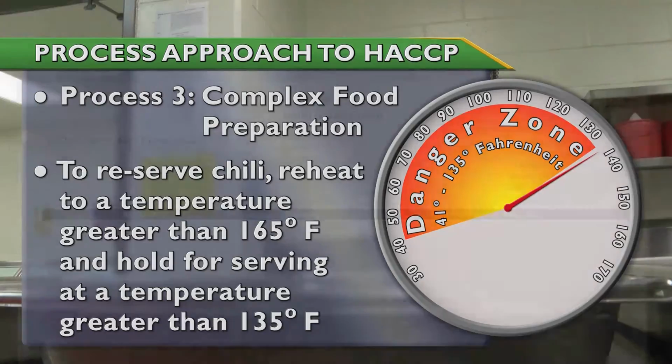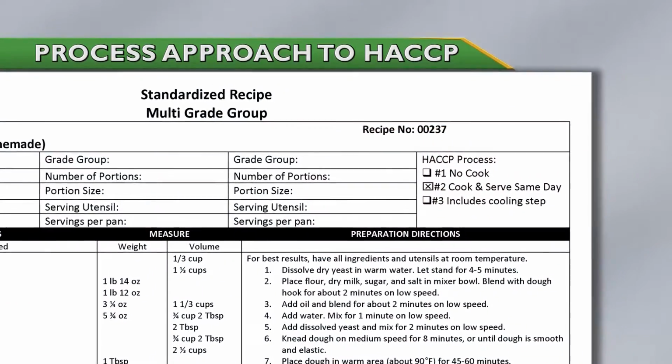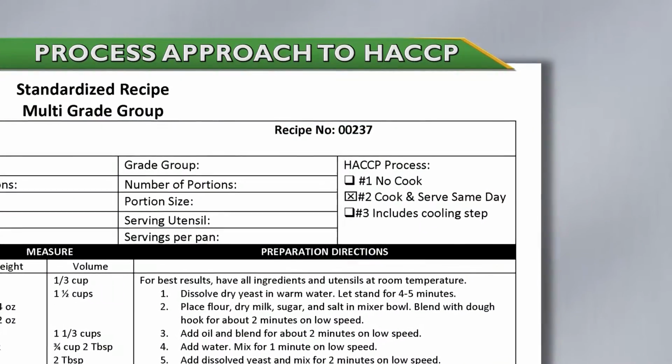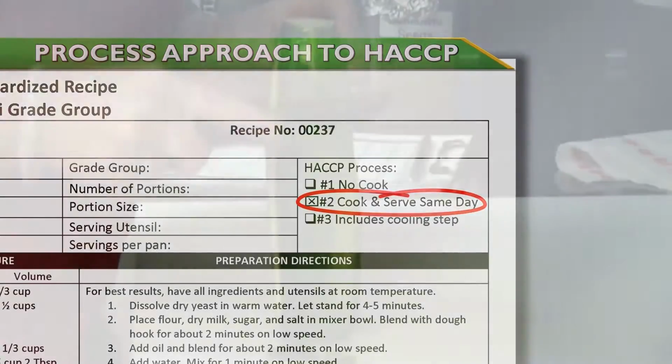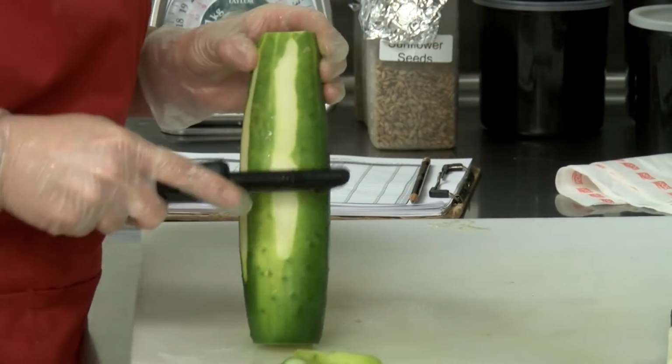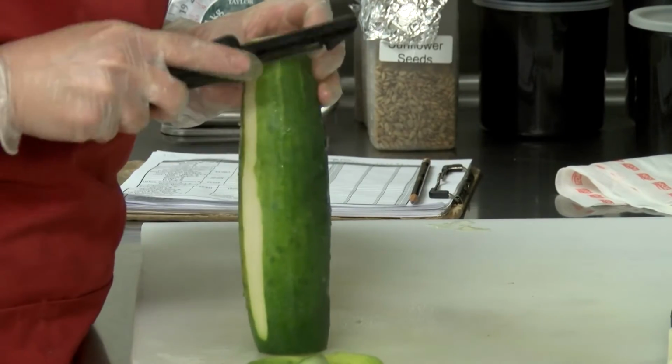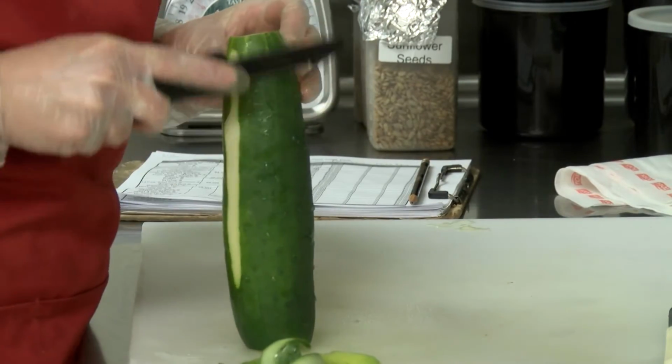You should document the appropriate process for each menu item. This can be done in a variety of ways, including writing the process number directly on the recipe, or developing a list of menu items for each of the processes. In some cases, the menu item may not appear to fit any of the processes. These items should still be handled and prepared properly.